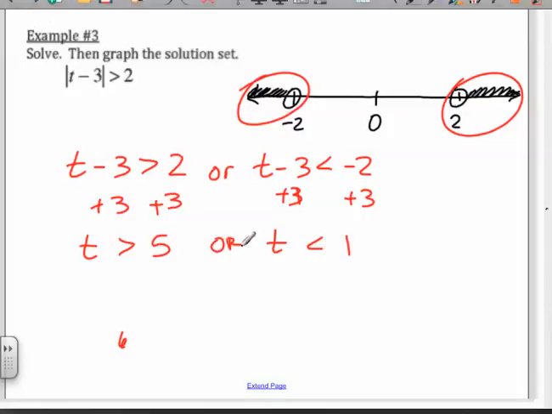Okay? So, if it's greater than 5, let's just say it's 6. 6 minus 3 is 3. The absolute value of 3 is 3, and 3 is greater than 2. That's good. Let's take one from the other side, less than 1. How about 0? Right? 0 minus 3 is negative 3. The absolute value of negative 3 is 3, and 3 is greater than 2. Does that make sense to everybody?